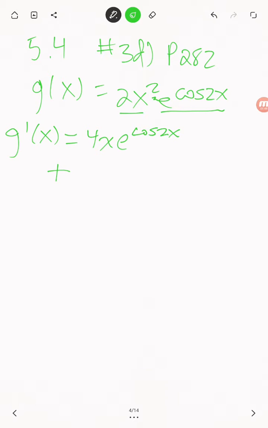Plus, because I write so big, I need to go to the next line. The first function times the derivative of the second. So for the derivative of the second function, we know that the derivative of e to the x is e to the x. So that's this part. And then we have to do chain rule because we need to do the derivative of the exponent, which is cos 2x, which would be negative sine 2x. And then we need to do chain rule again to do the derivative of the 2x, which is 2.